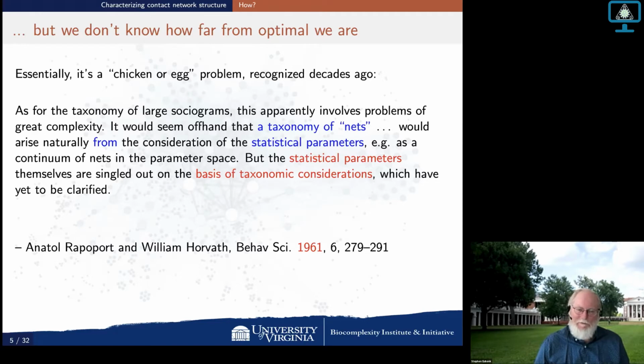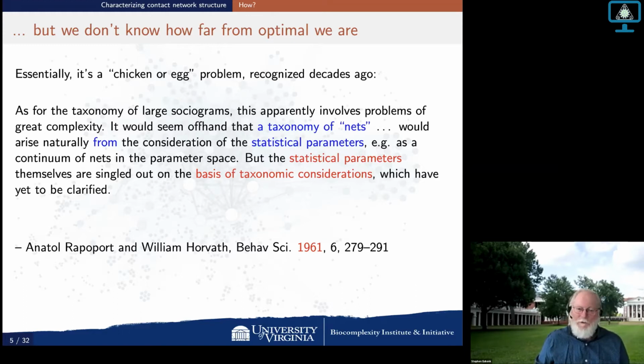And the way that Rappaport and Horvath characterized it in this article is that you'd think we could build a taxonomy of networks based on statistical parameters like the ones on the last slide, and then say, okay, let's find out which regions of this space, this taxonomy, have particular characteristics with regard to the spread of infectious disease. But which parameters you want to use depends on the taxonomic considerations, like how disease spreads on networks with those values of the parameters. And you can't solve one problem without the other. You can't do them in isolation.